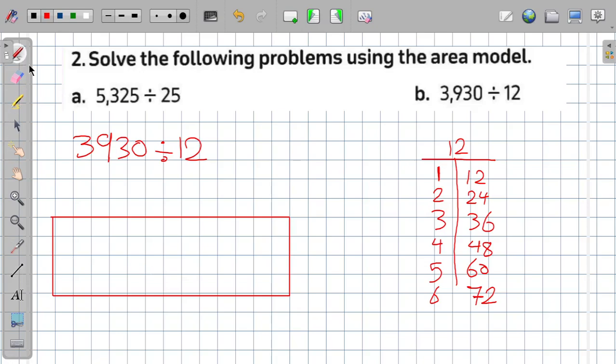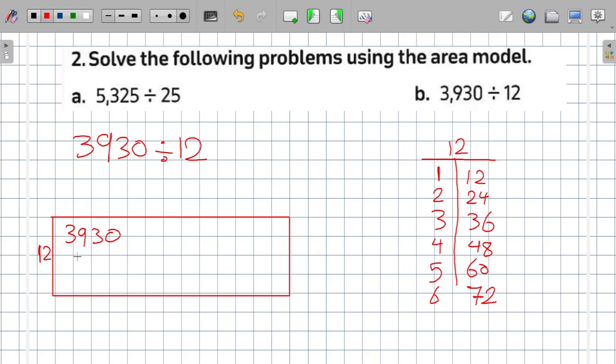Okay, so I have here 3, 9, 3, 0. This is the dividend, and I have here 12. The first two digits here are 39. And I have here 12, 24, 36, and 48. So I will take 36 because it's less than 39. So I will take 36 and I will add 2 zeros because I have 2 digits.